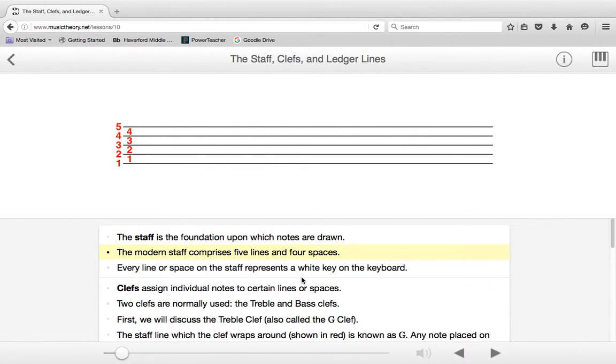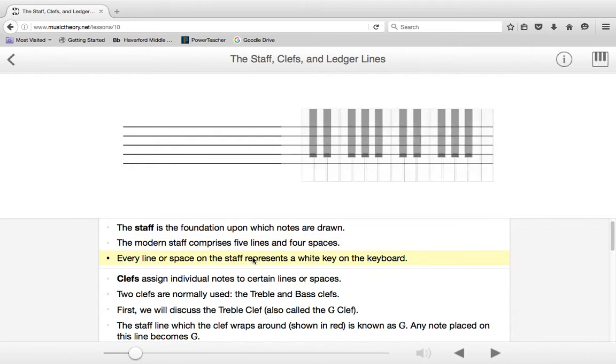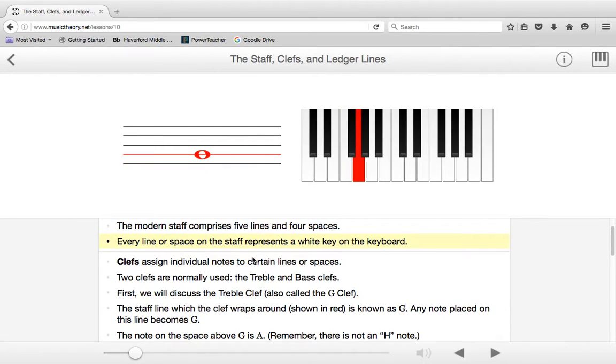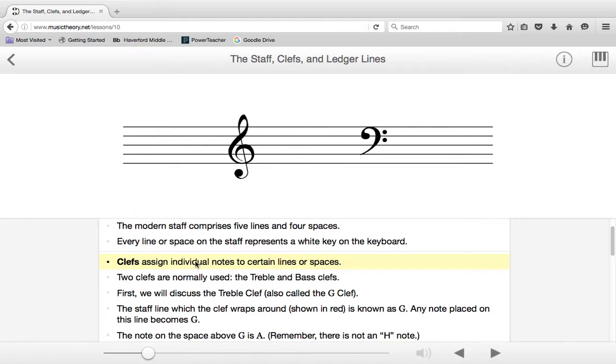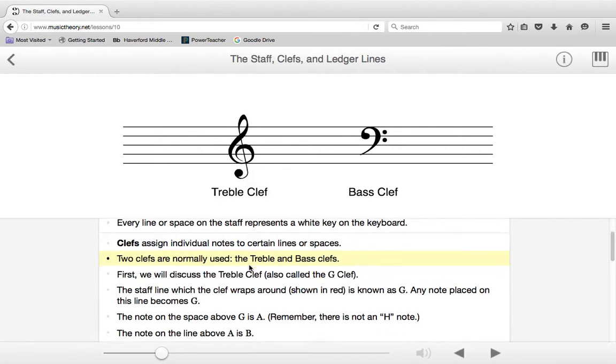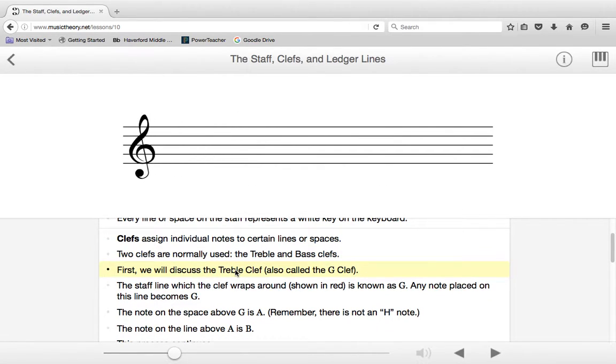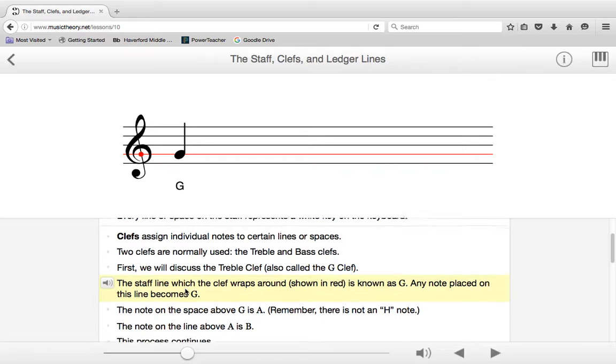Okay, so you can keep clicking down, and it's very interactive. When you watch the screen, it's gonna go through some different steps, maybe some notes, the keyboard, the staff, everything to help you learn the lesson. You keep going, it talks about clefs, treble clef, bass clef, the 2 clefs that you're going to be learning. Then, as you continue on through the lesson, you are going to start reading some notes.